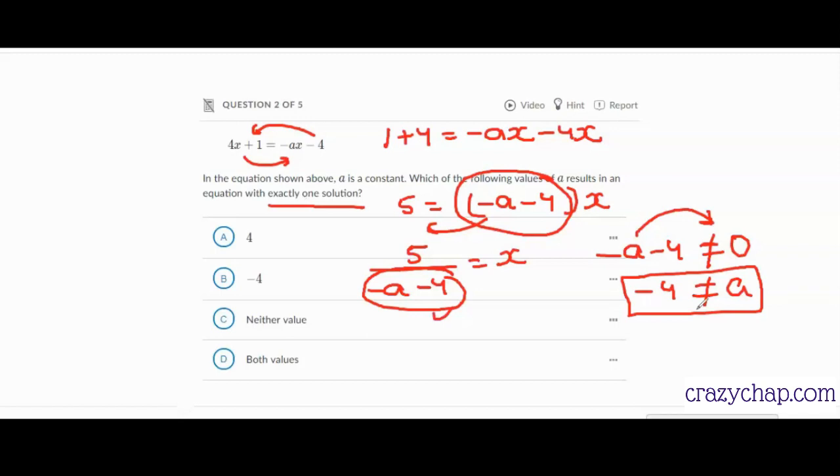So the question was asking which of the following values of a results in exactly one solution. So a should not be equal to minus 4. So it could be option A. A could be 4, 5, 3, 6, 11, anything, but not minus 4. So anyway, among the options, option A suits best. So option A is the correct answer.